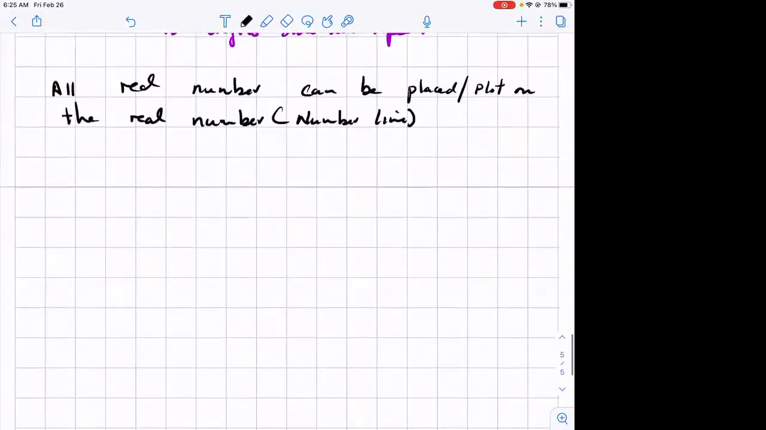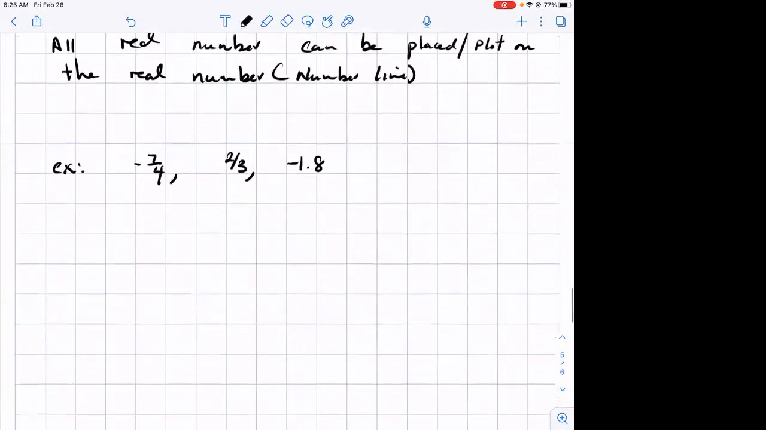It means that if I give you a bunch of numbers, right? If I give you numbers such as -7/4, 2/3, -1.8, it doesn't matter what I gave you, you have a good sense of where it is on the number line.